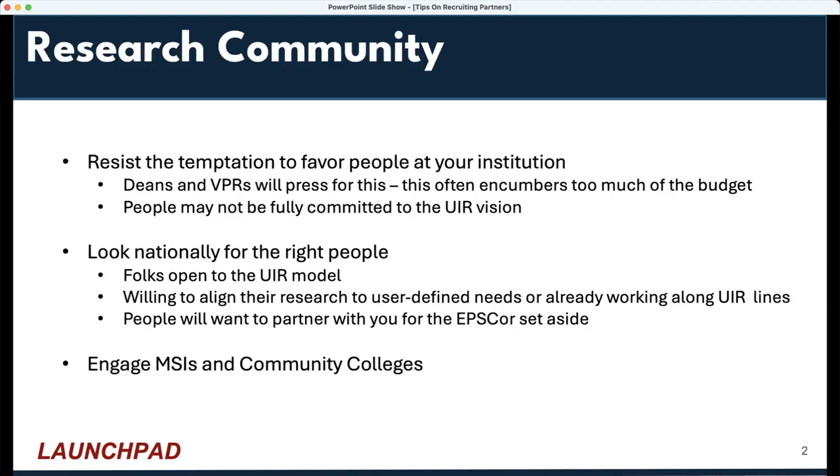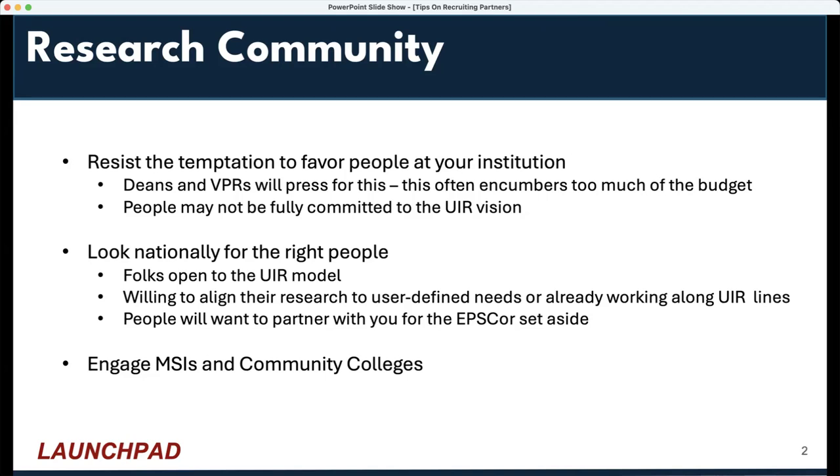The research community. The first thing I want to tell you about the research community is you have to resist the temptation to favor people at your own institution. Now, you're going to get pressure from your deans and VPRs because they want to bring as much money to the institution as possible. The problem is this often encumbers too much of the budget.